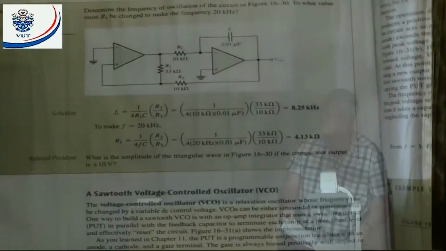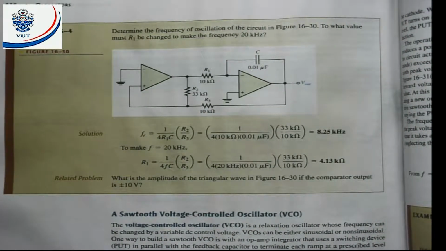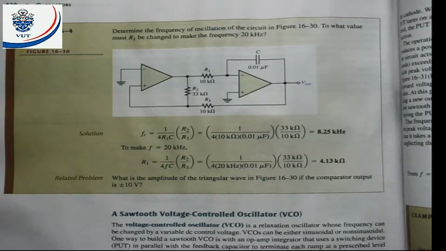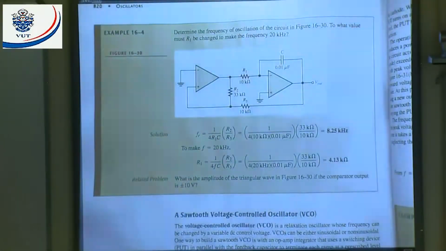All right, there's an example. Let's quickly have a look at the example. Example 16.4, determine the frequency of oscillation for the circuit in figure 16.3. To what value must R1 be changed to make the frequency 20 kilohertz? All right, we work out the frequency as it is, as the design is, and we get a value of 8.25 kilohertz. Now they say to make F 20 kilohertz, then we must calculate the value of R1, and then we get a value of R1 4.13 kilo ohms. Then my frequency will be 20 kilohertz. All right.